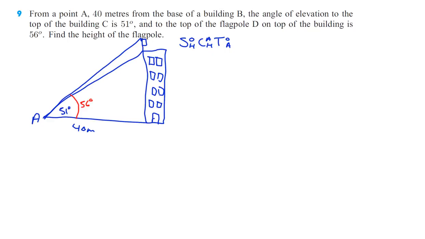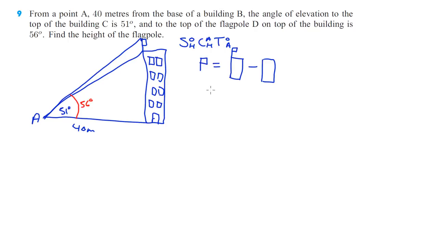This is a little trickier because what you want to do is find the height of just the building, and then find the height of the building and the flagpole, and then subtract the height of the building from the building and the flagpole. So basically, the height of the flagpole is going to equal the height of the building plus the flagpole minus the height of the building. All right, so there's our high-tech formula right there.